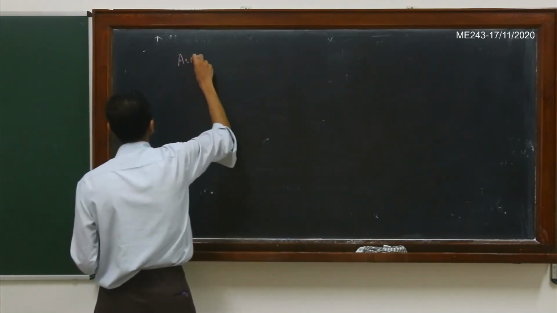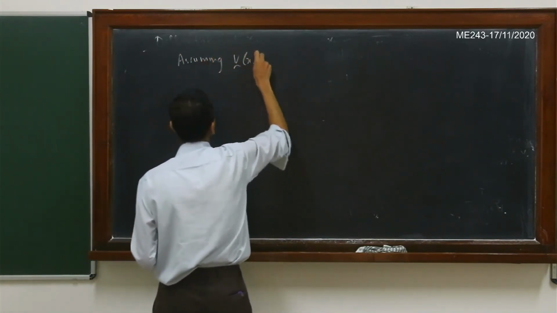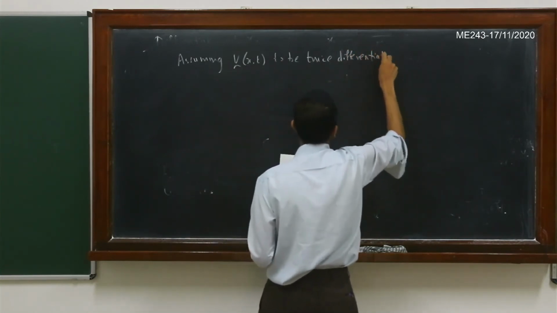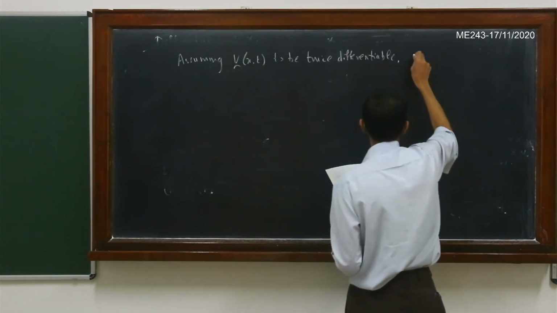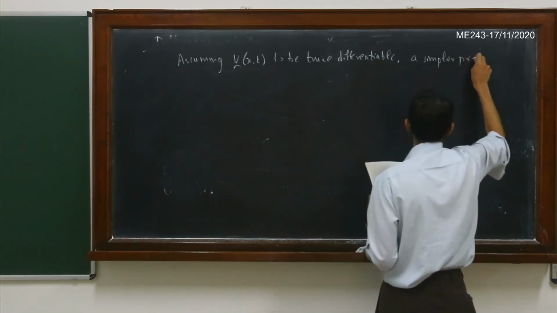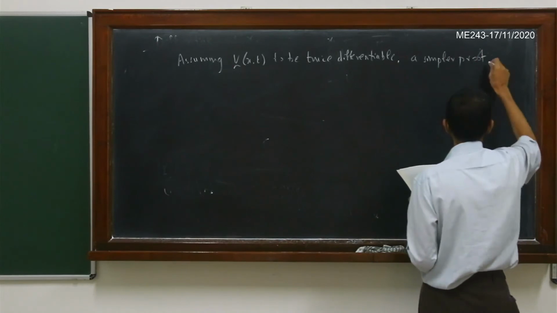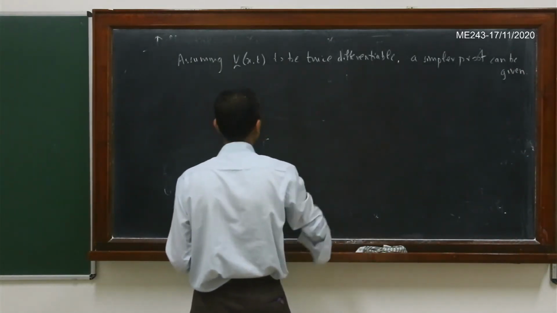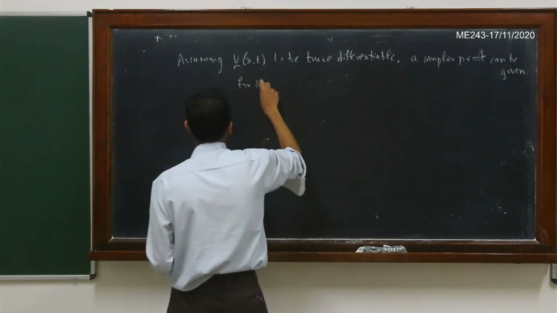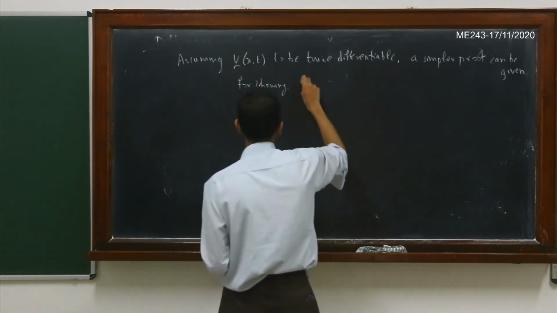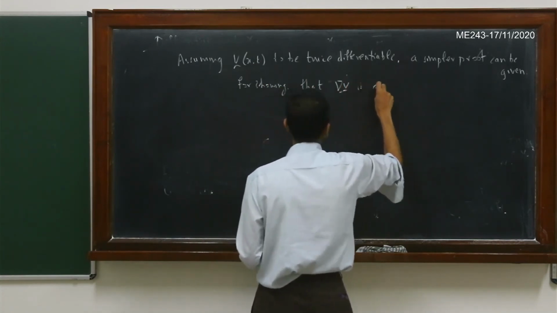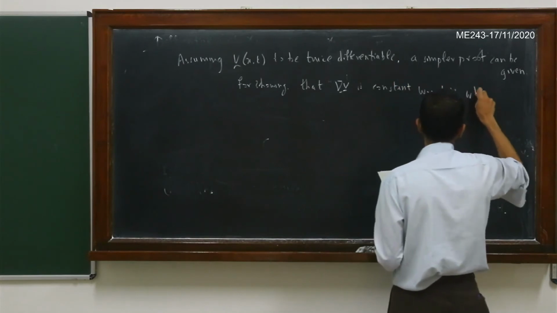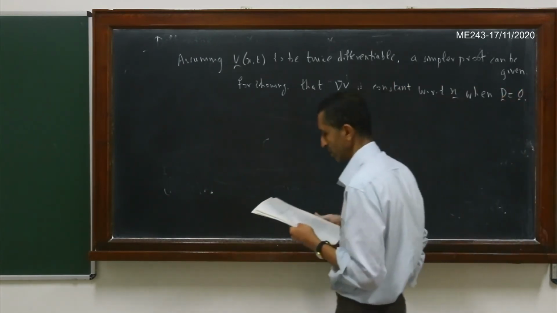So assuming v of x comma t to be twice differentiable, a simpler proof can be given for showing that del v is constant with respect to x when D is equal to 0. So let us show this simpler proof.